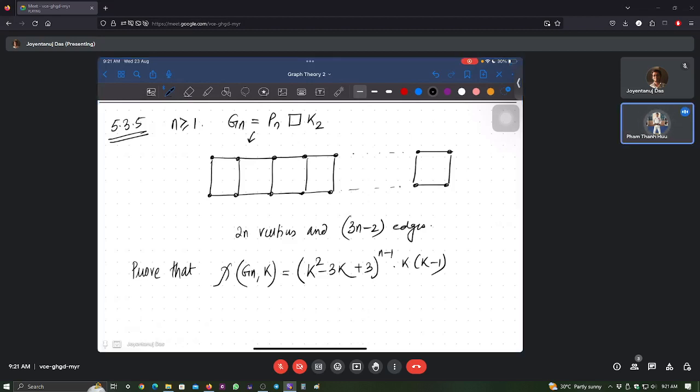K2 is a single edge. K2 is two vertices and one edge. So K2 and P2 are the same.